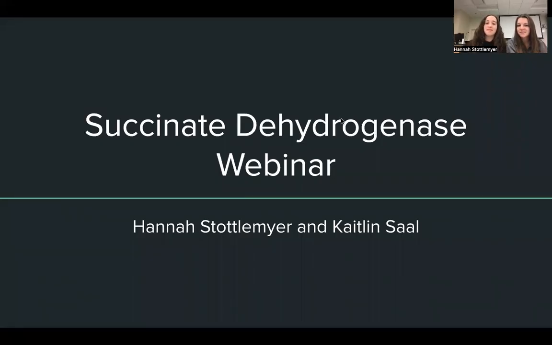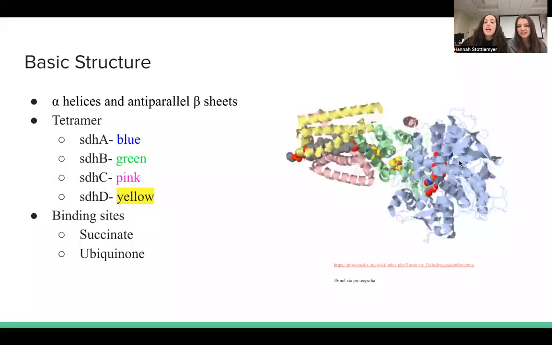and for our enzyme webinar, we chose succinate dehydrogenase. To start, we're talking about the basic structure of the enzyme succinate dehydrogenase, which is shown in the image on the right. This image was taken from Proteopedia, a bioinformatics website, which uses JMOL for their animations and images.